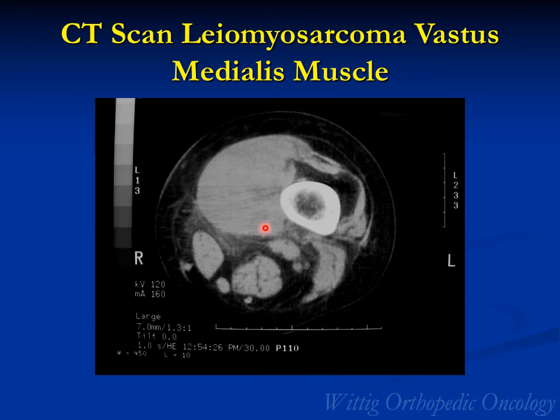A CAT scan of the same tumor, just showing a similar attenuation as muscle, and there's no underlying bony erosion and no mineralization within it. Nothing specific about the CAT scan appearance.